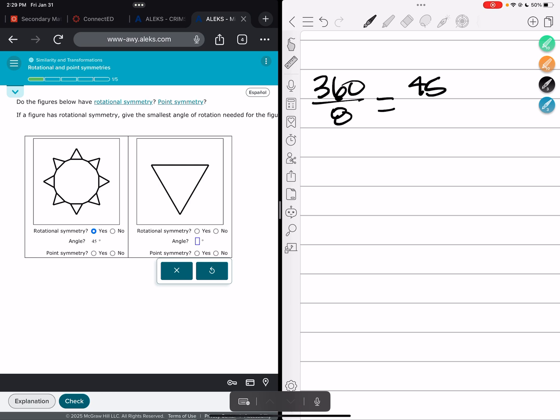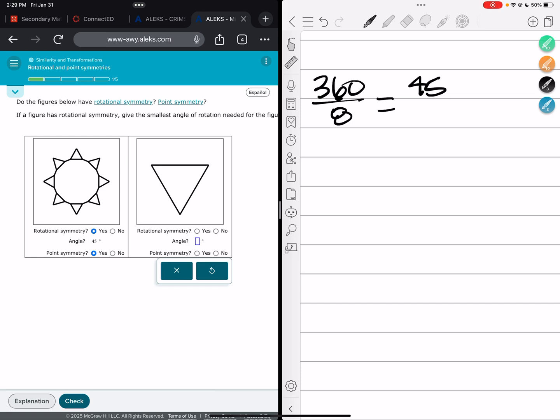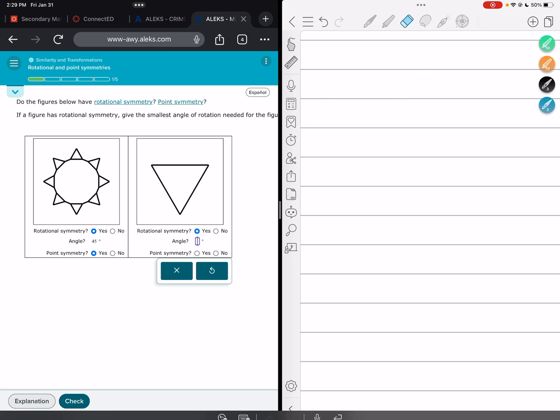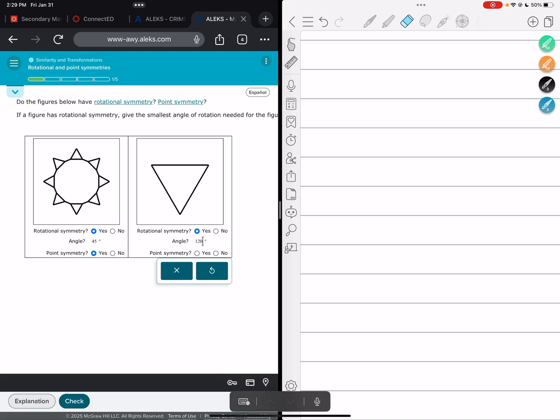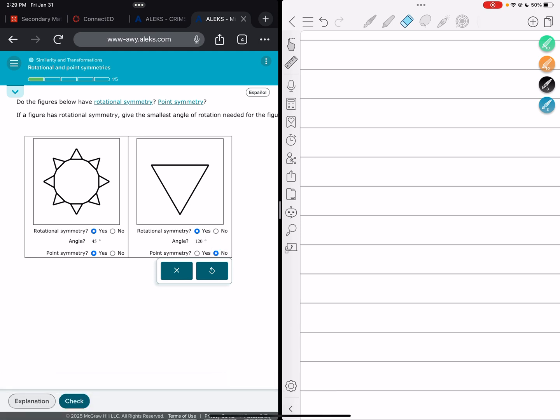And as far as point symmetry goes, yes, because if we took the bottom point to the bottom, or the top point to the bottom, that would be the 180 degrees. All right, and then we just did the triangle, so we already know that, yes, it has rotational symmetry. It's 120 degrees, and we know that, no, it does not have point symmetry.